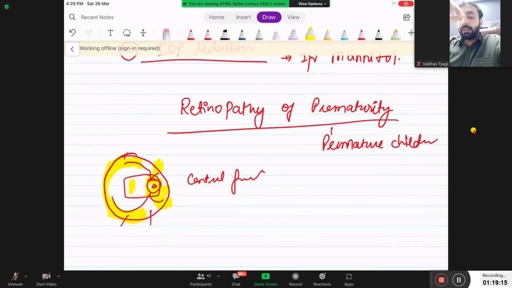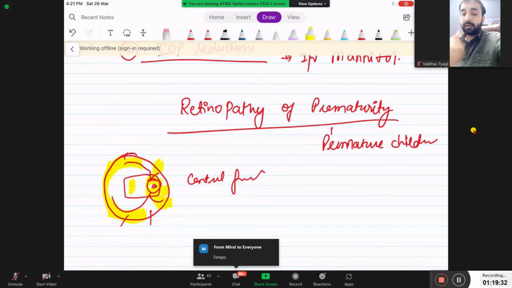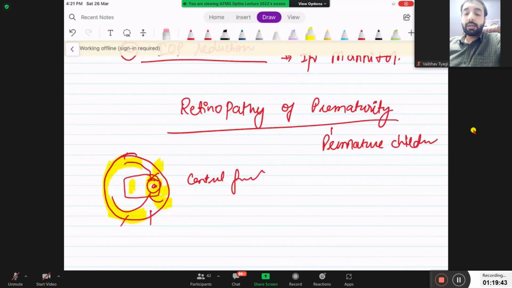Now, what will happen if the child is prematurely born? Which part of the retina will not be vascularized if the child is delivered prematurely? Temporal, correct. Because the temporal retina gets vascularized last, in premature kids the temporal retina will not be vascularized. So that will lead to retinopathy of prematurity.